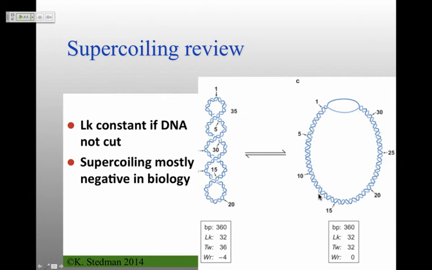puts strain on the rest of the molecule to cause it to, because the linking number is not. No, the linking number doesn't change. But it's not the relaxed linking number. The relaxed linking number in this case would be a linking number of 36. Yeah, but you can think of it that way. So you pull it apart, it's making strain, and the way that you bring those, the twist comes back together, but in that way you're getting those strands wrapping around each other. You can think about it that way.